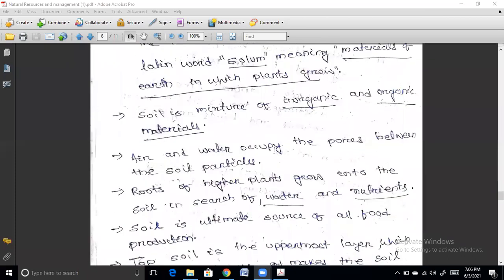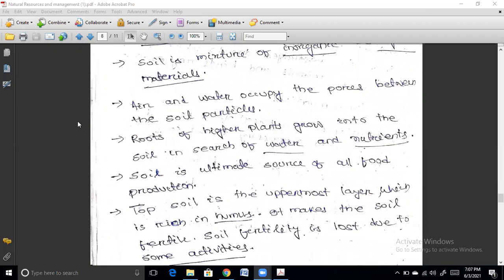Soil is a mixture of inorganic and organic substances. Organic and inorganic substances are a mixture of soil and minerals that is provided for the plants. Air and water occupy the pores between the soil particles. If you look at soil, inside the soil particles there are some pore spaces, and in these pore spaces there is water as well as some air. So these are the pore spaces where the water as well as the air are present in the soil.